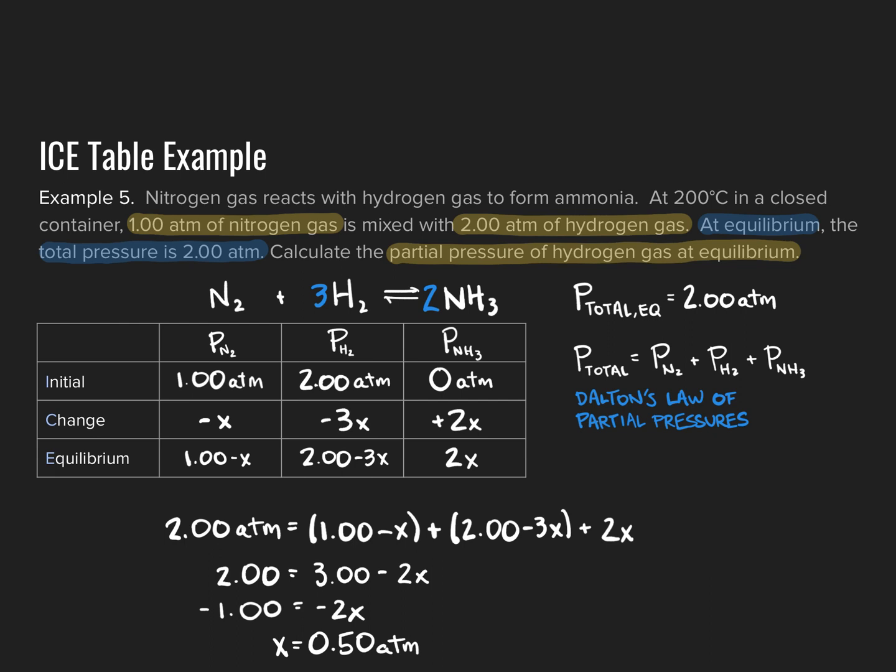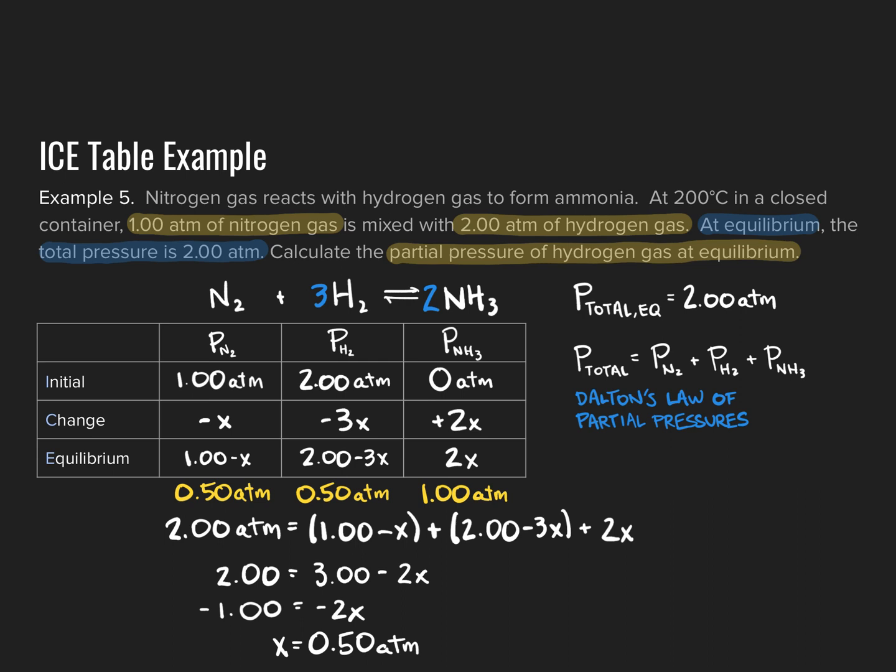Now finding those equilibrium pressures of each gas is very, very straightforward. The partial pressure of nitrogen would be 1 minus X. And again, if X is 0.50, that leaves me with 0.50 atmospheres for the partial pressure of nitrogen. For hydrogen, its partial pressure at equilibrium was 2 minus 3X. So 2 minus 3 times the X value of 0.50 yields also a partial pressure of 0.50 atmospheres for the hydrogen. And then ammonia's partial pressure here would be 0 plus 2X. So 2X would be 2 times 0.50, which is 1.00 atmospheres.